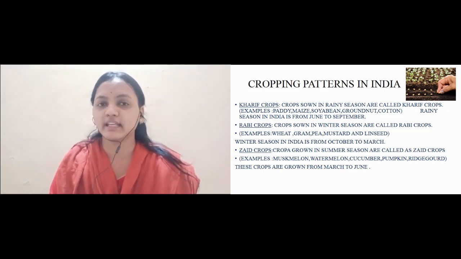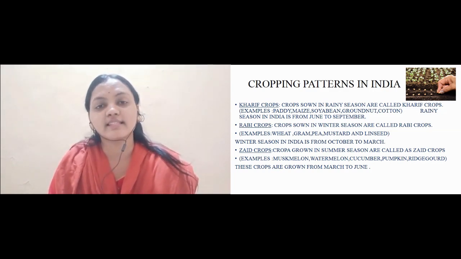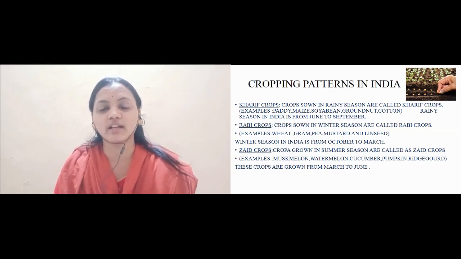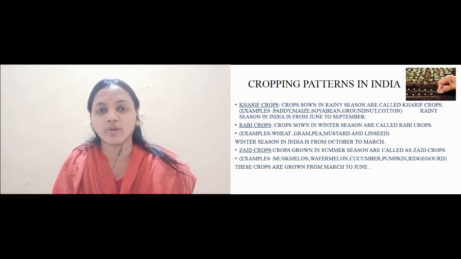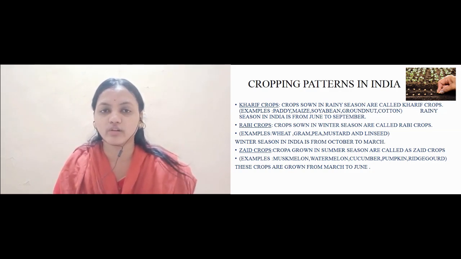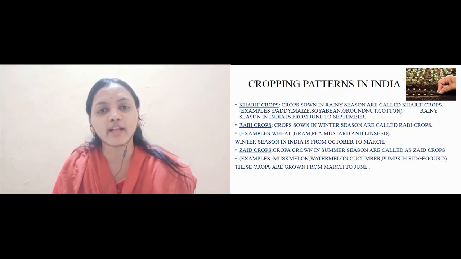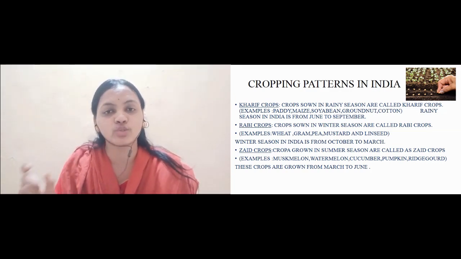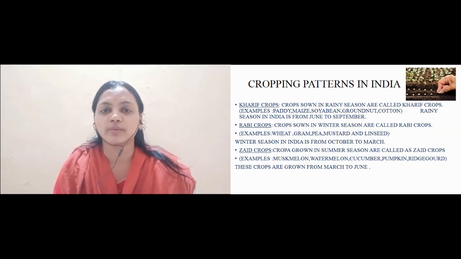The third category, which is not that important but still we consider it, is Zaid crops. Zaid crops are those crops which are grown during the summer season. A few examples of Zaid crops are muskmelon, watermelon, and cucumber. These crops are generally grown in the summer season. You have mangoes. The duration of the summer season in India is from March to June, and during this period, these summer crops are obtained.